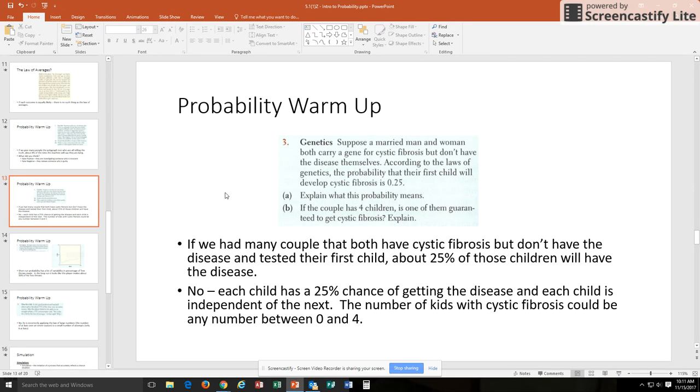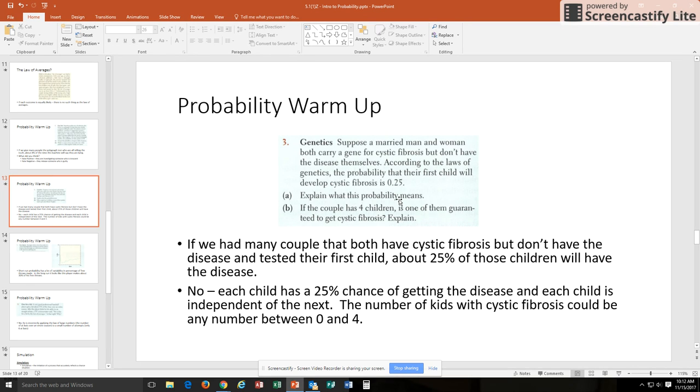Remember that with your Punnett squares, when you draw your box and you divide it and you put the parents on the side, you figure out the probability for the kids. So explain what this probability means. Again, in context, right? All this probability means is that when this couple, if I have a couple that both have the disease, then about 25% of those children will have the disease.